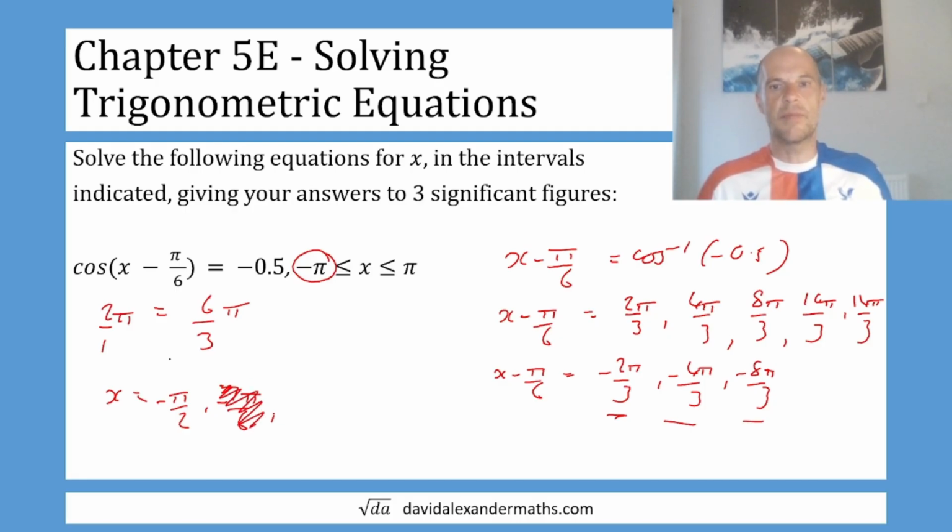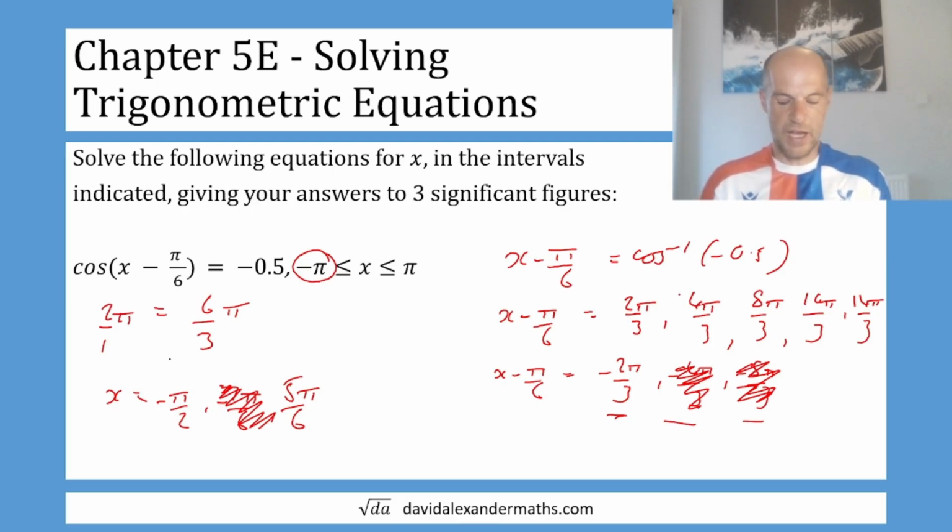So there we go. So we can ignore the minus 4 pi over 3 and the minus 8 pi over 3. The minus 2 pi over 3, when we add the pi over 6, gives us negative pi over 2, which is within range. So now all we need to do is the easier job of adding the pi over 6 to these positive values. So 2 pi over 3 plus that pi over 6 is 5 pi over 6. And 5 pi over 6 is definitely within range.